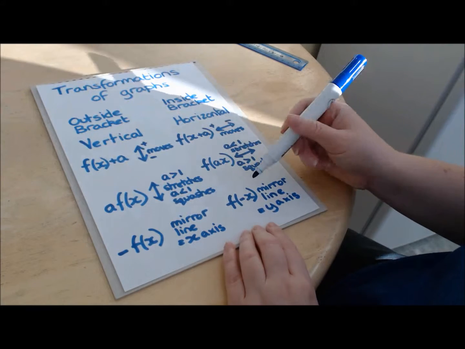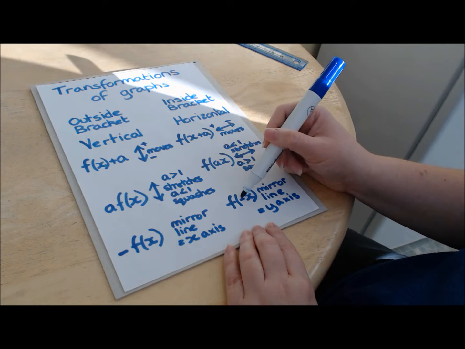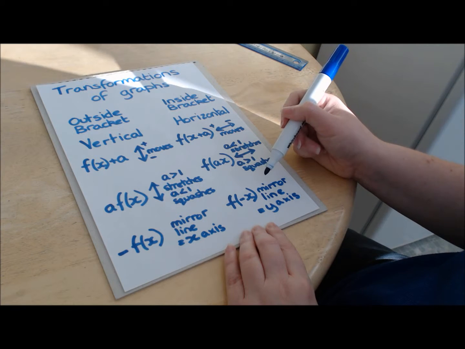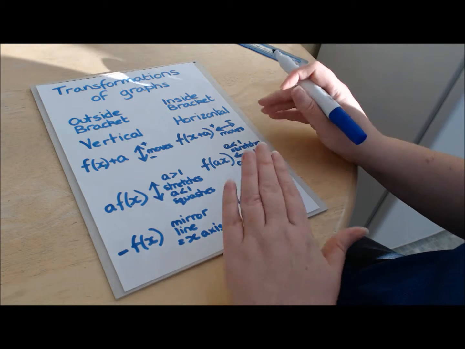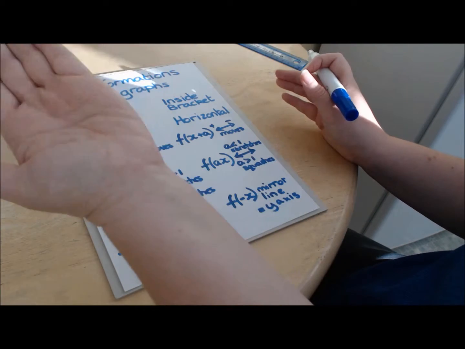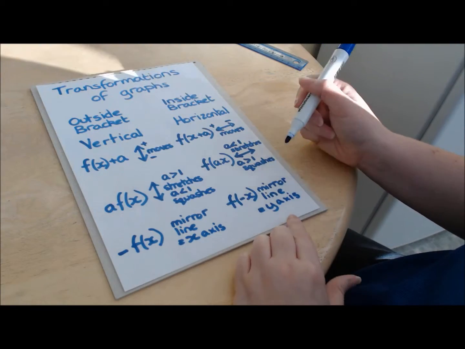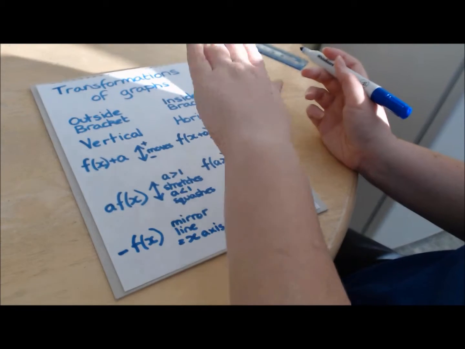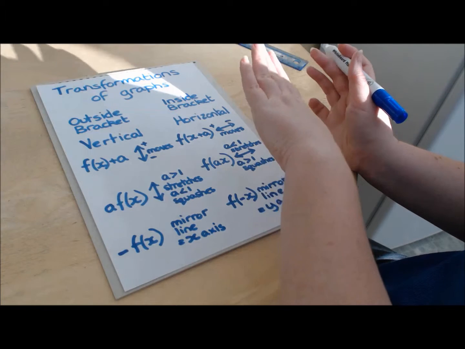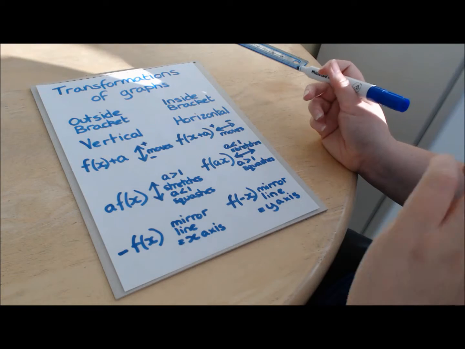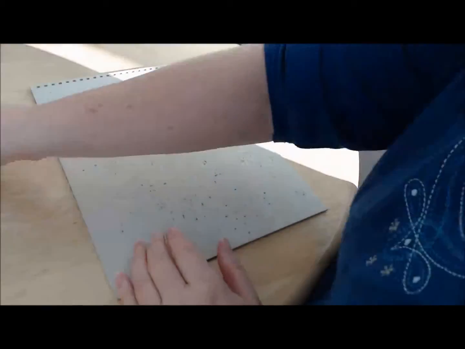Okay, and then finally, to complete this, we've got f of brackets minus x. So the minus is inside the brackets here. So this is going to be a horizontal movement this time. So it's going to be a reflection of the graph, but it's going to turn it this way. So your mirror line this time is the y-axis, and it's going to flip. So what was on this side will now be on that side, and what was on that side will now be on this side. So I'm going to have a look at some examples now. Hopefully that will start to make a bit more sense.